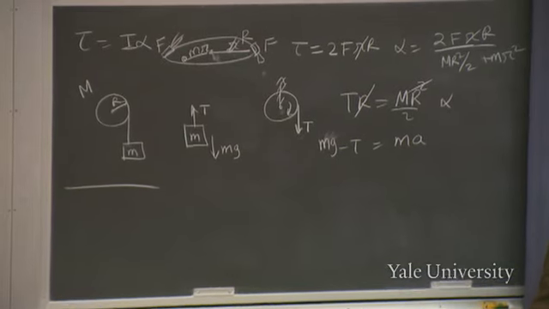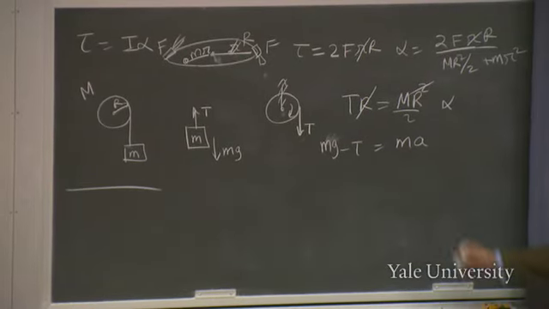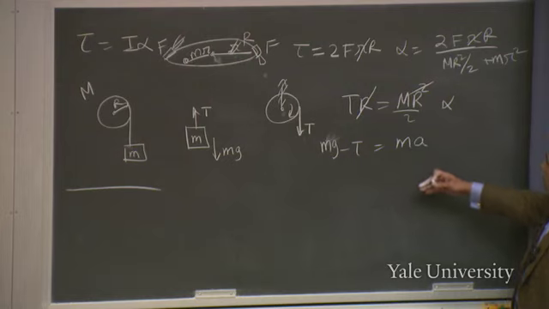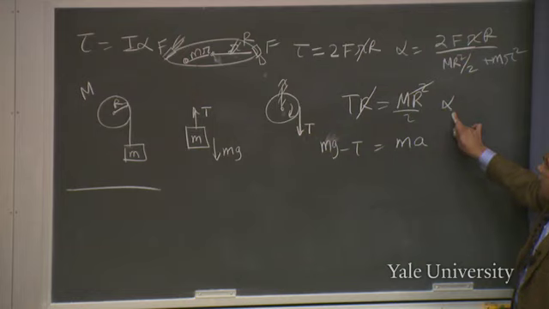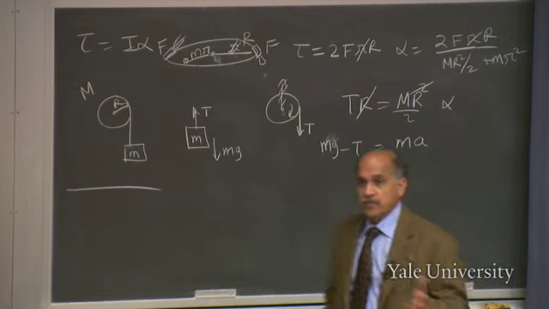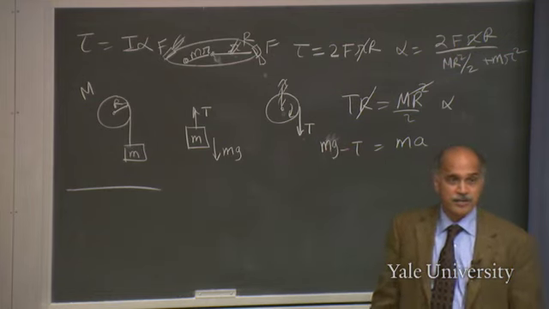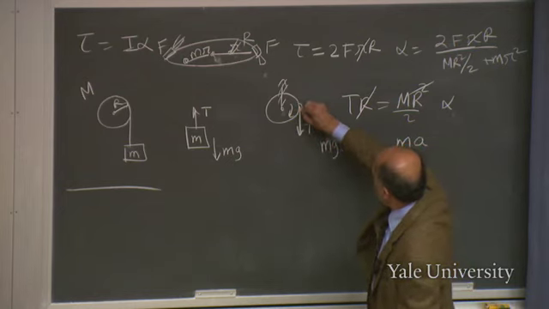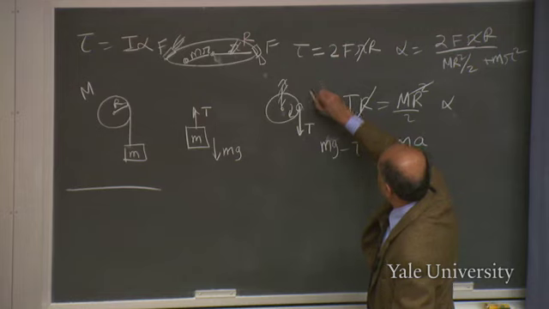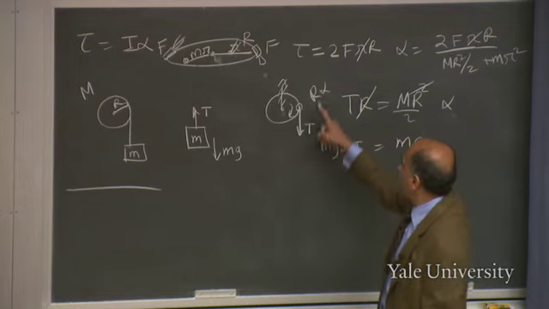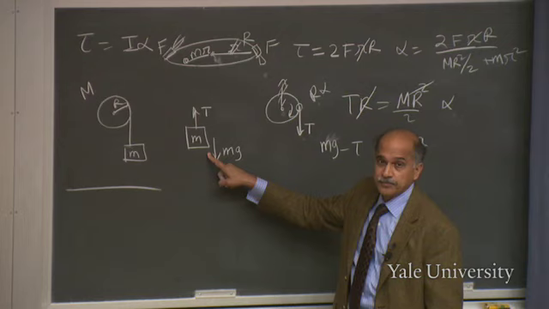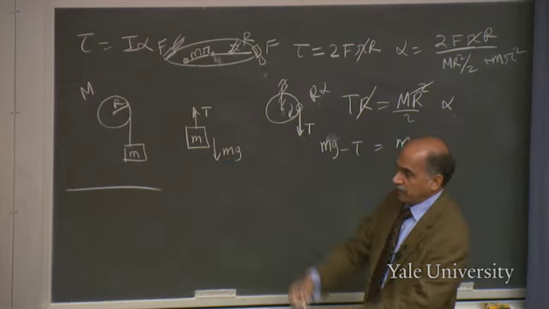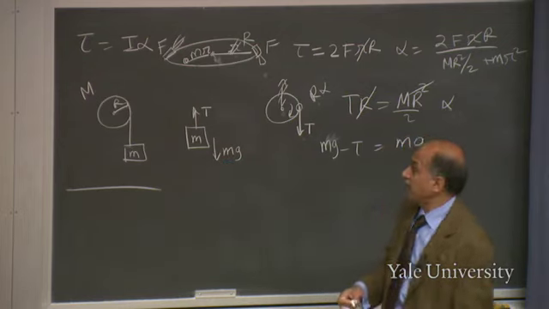But we seem to have three unknowns in this problem: the tension T, the acceleration A, and the angular acceleration alpha of the pulley. But here is where you do the trick you did even with the two masses. They are not independent accelerations, because if this point has an angular acceleration alpha, you can see that point has a tangential acceleration of r times alpha. That has to be the acceleration of this mass also, because the rope is being given out at a certain rate, and that's the same.